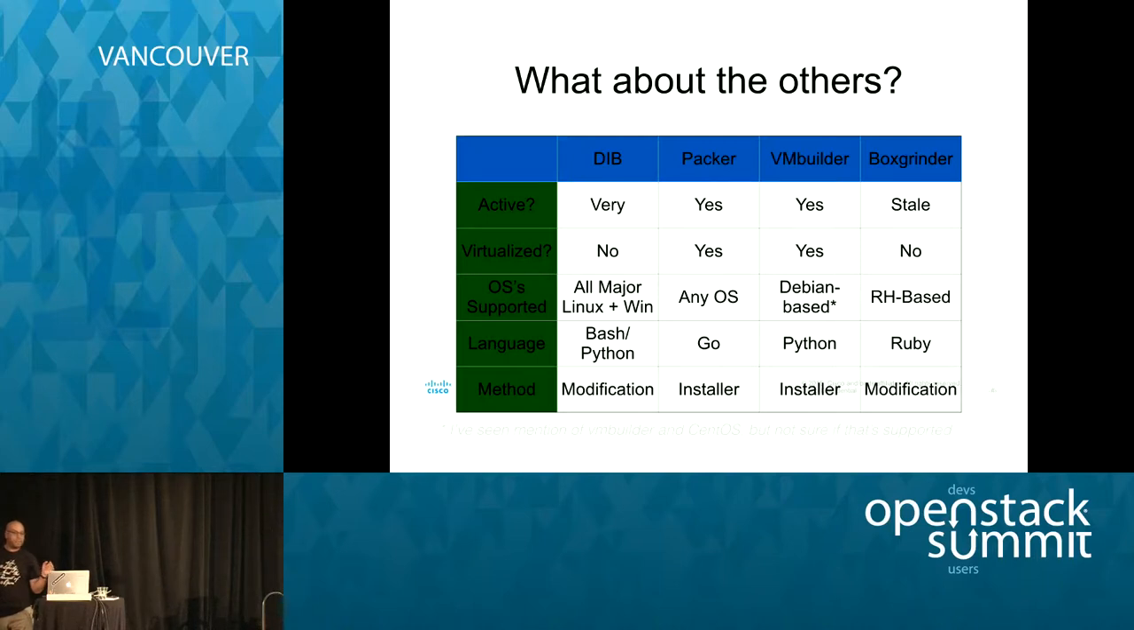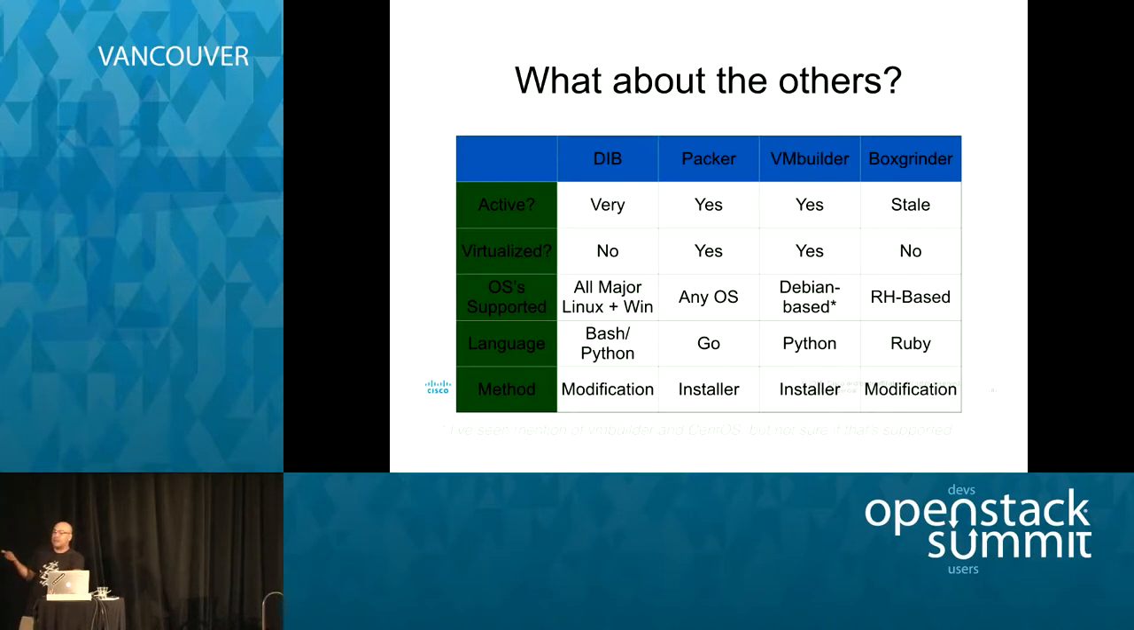Now, the beauty of DIB being an OpenStack project is it's got that really fast release cycle, really fast feedback loop. Bugs get reported. With the exception of the week of the summit, we're getting at least one commit in master every week as per GitHub. So we are a very active project.